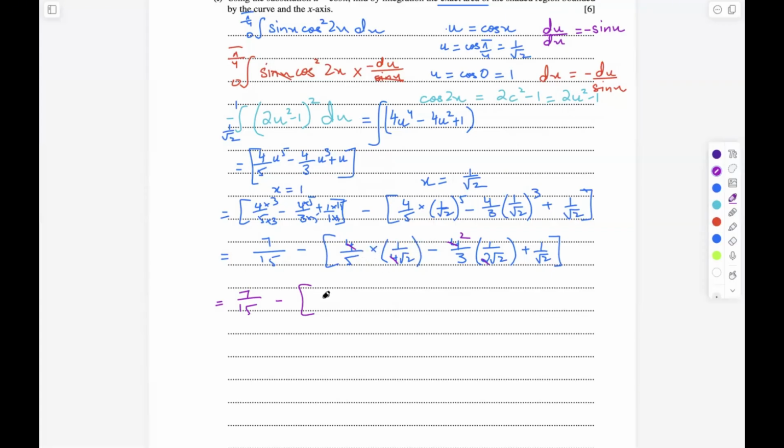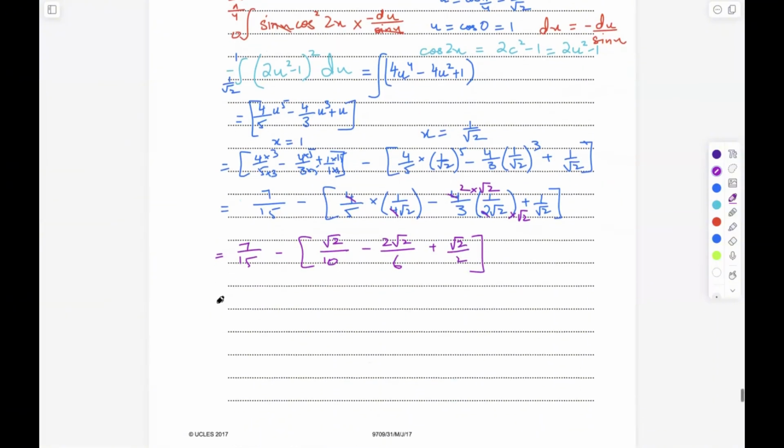So this will become root 2 upon, and in the denominator, when we multiply by root 2, that will become 2 times 5, which is 10, minus, so multiplying by root 2 over here, this will become 2 root 2 upon 3 times 2, as root 2 times root 2 becomes 2. So 3 times 2 is 6, plus root 2 upon 2.